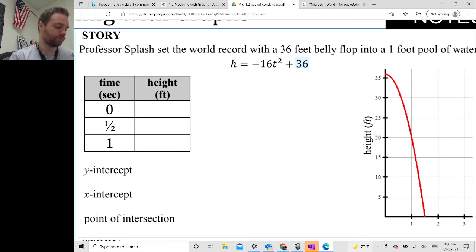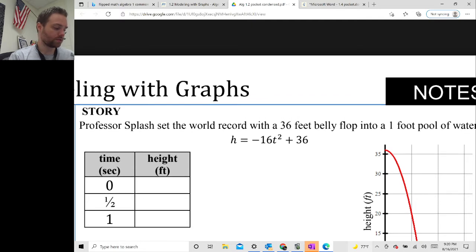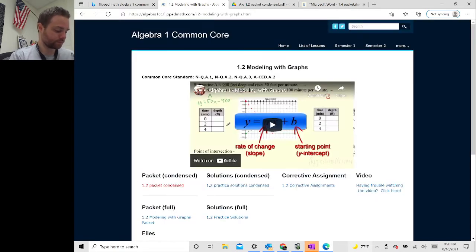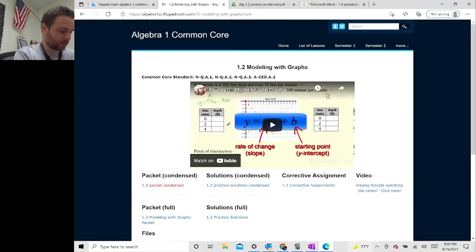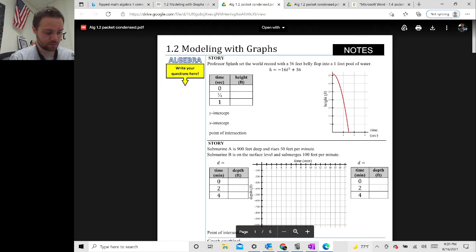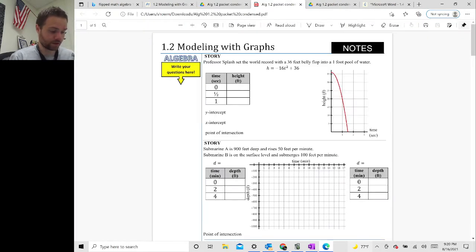But we are going to get into this. So, is this on Edge? Oh, that's the packet, maybe. Okay. Can I play with it? Yeah, I can play with it.